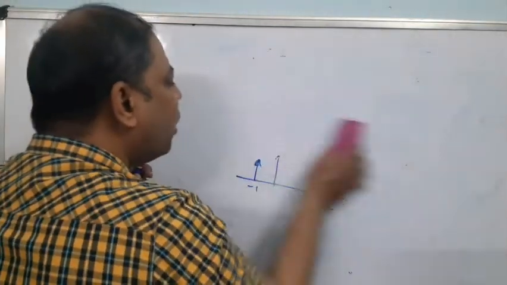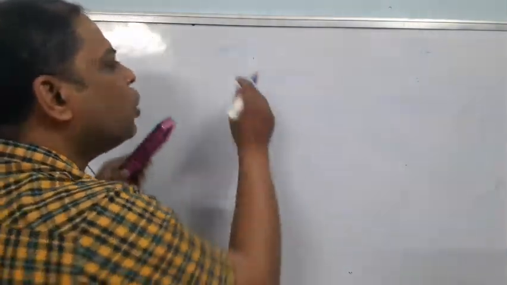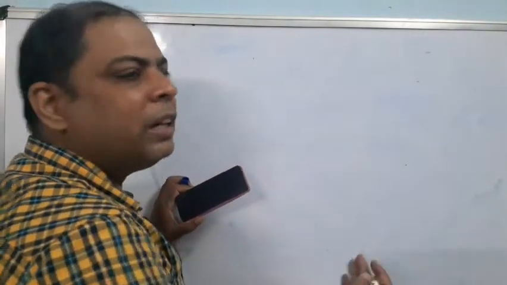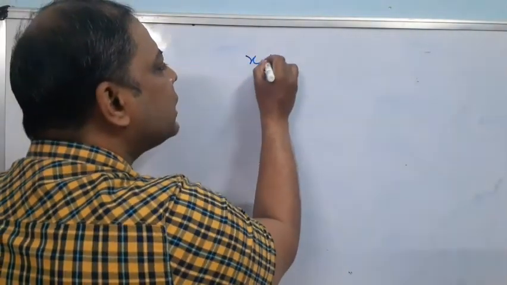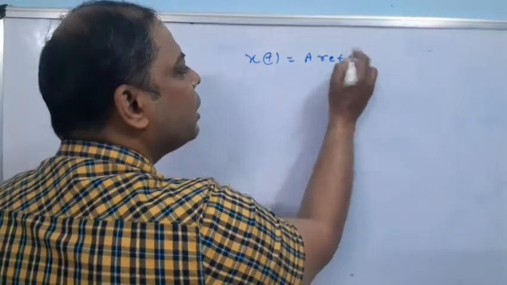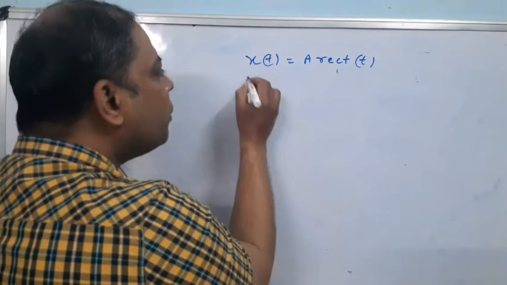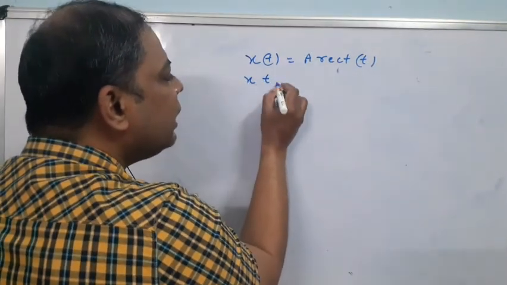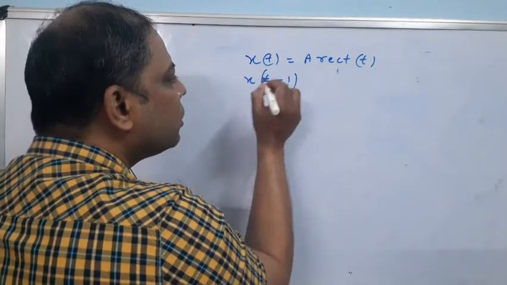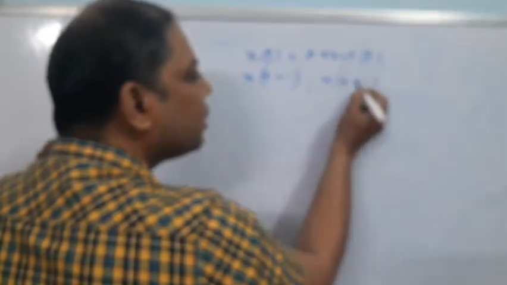Now let us discuss actually other functions. Suppose you are having a signal. So many examples I will solve here so that your concept will be clear. Suppose x(t) is a signal which is given as a rectangular function. Now you have to sketch x(t minus 1) suppose. Then you have to sketch x(t plus 1).